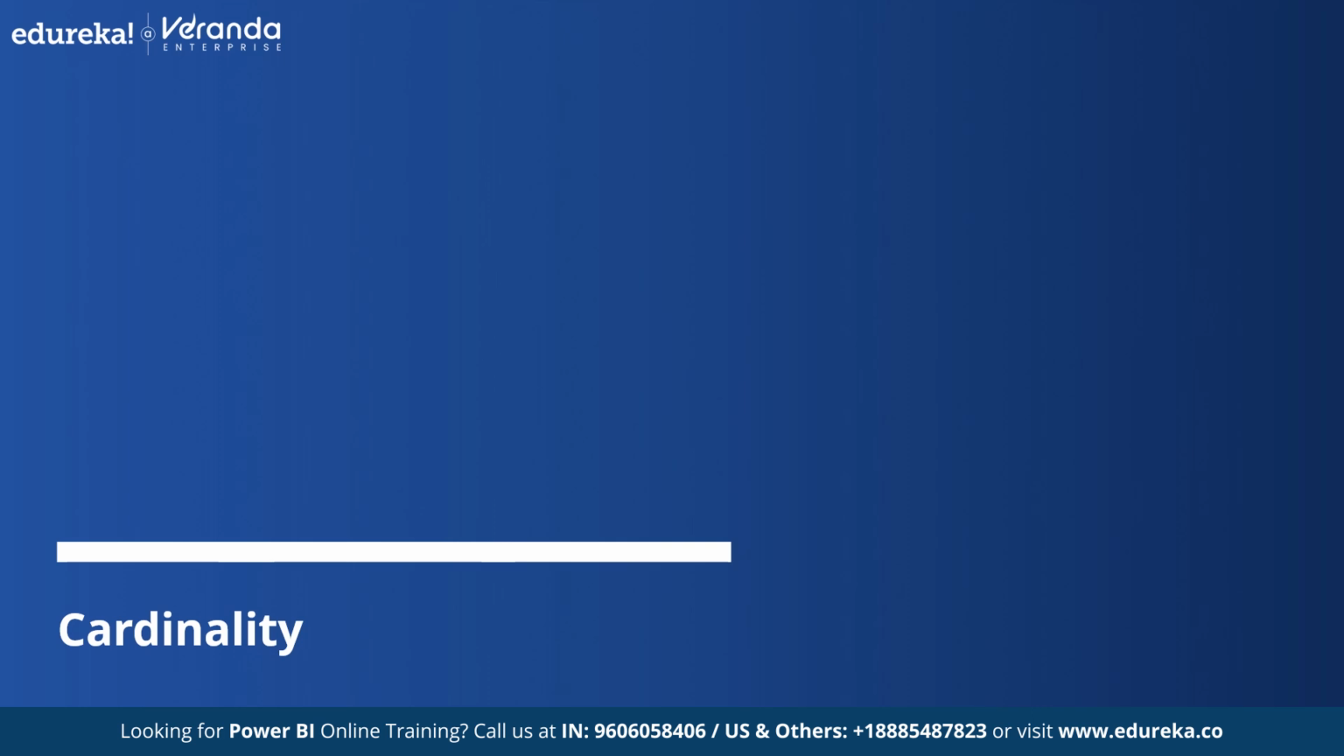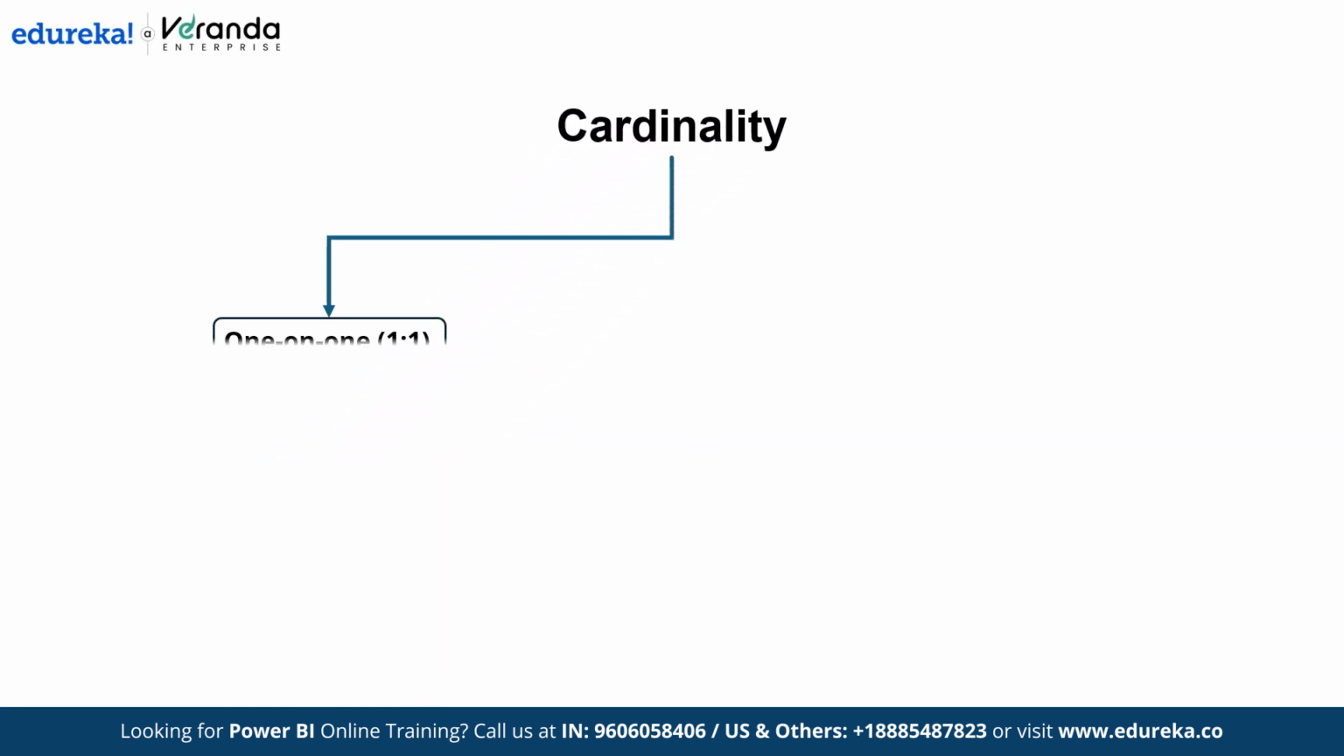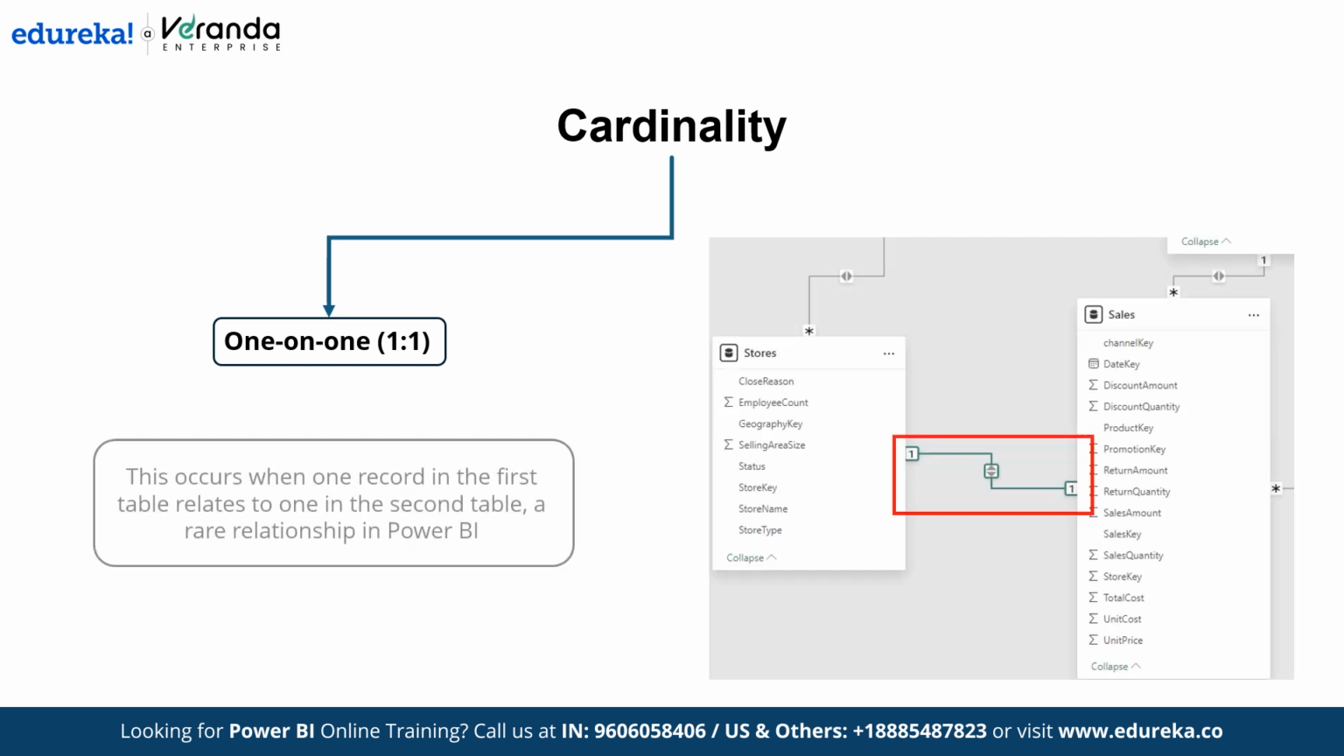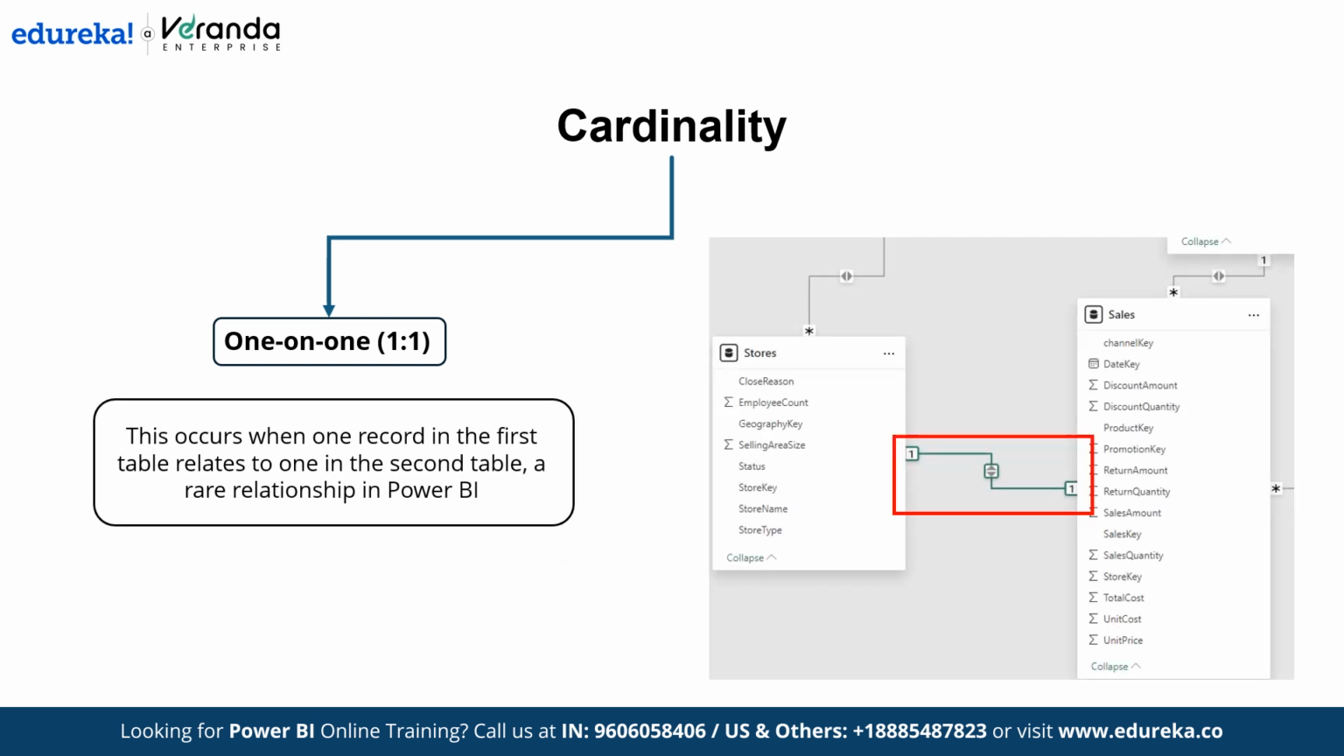In Power BI data modeling, cardinality relationships are classified into three types. First we have one-to-one. This happens when one record in the first table is related to exactly one record in the second table. This type of relationship is relatively uncommon in Power BI data modeling, as shown in the image.